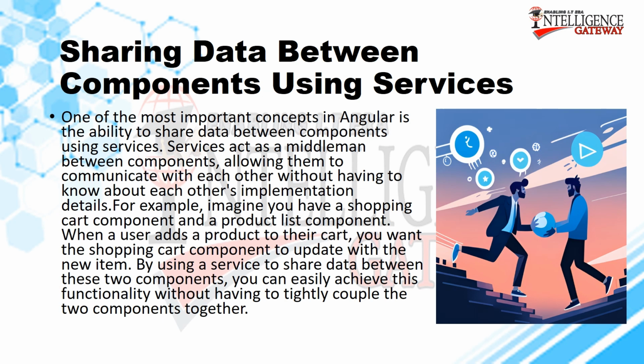One of the most important concepts in Angular is the ability to share data between components using services. Services act as a middleman between components, allowing them to communicate with each other without having to know about each other's implementation details. For example, imagine you have a shopping cart component and a product list component. When a user adds a product to their cart, you want the shopping cart component to update with the new item. By using a service to share data between these two components, you can easily achieve this functionality without having to tightly couple the two components together.